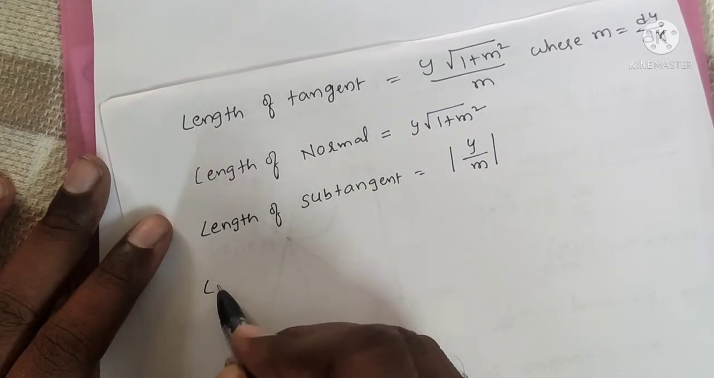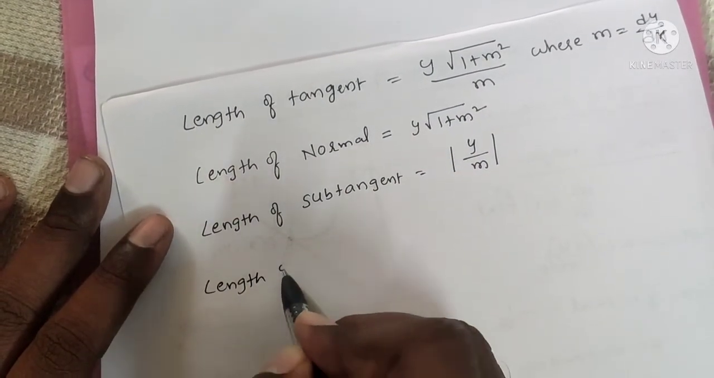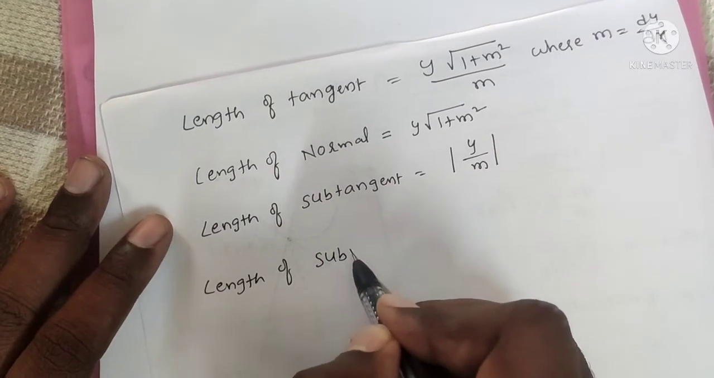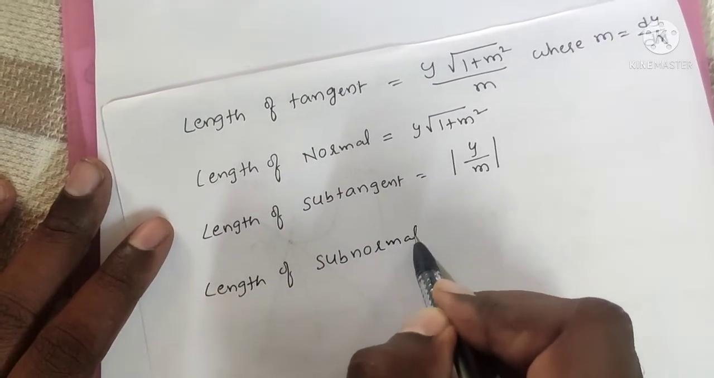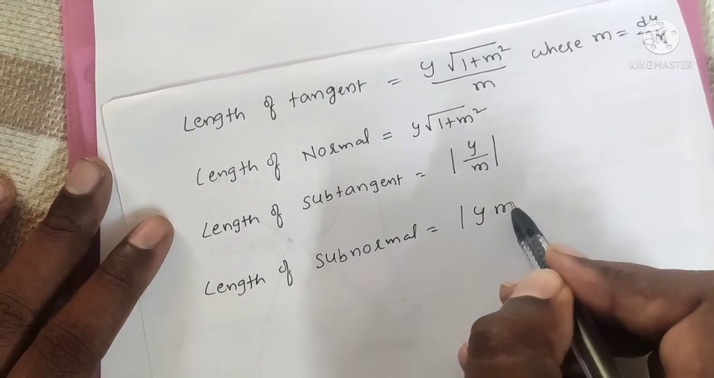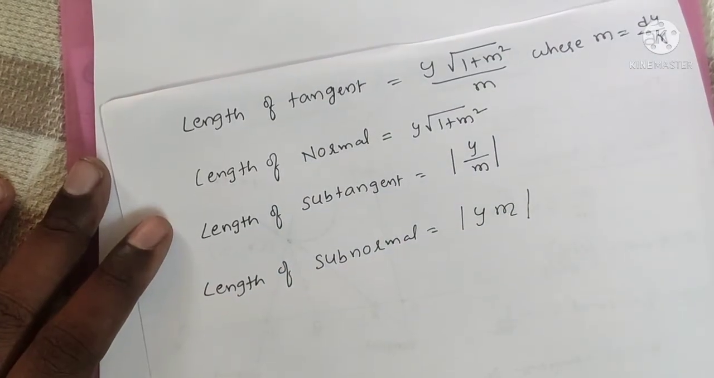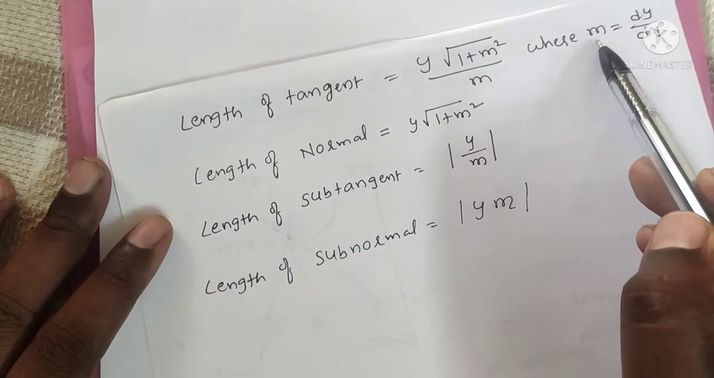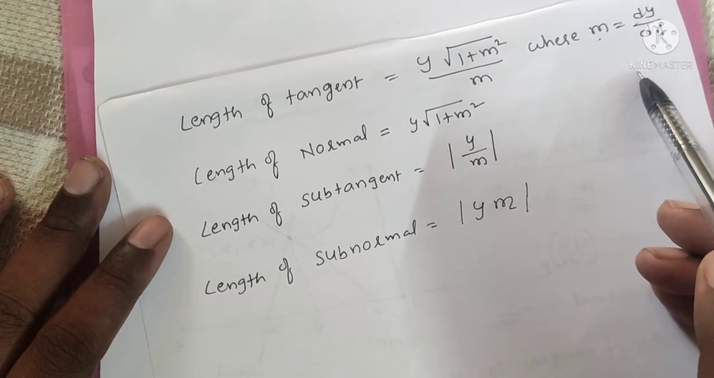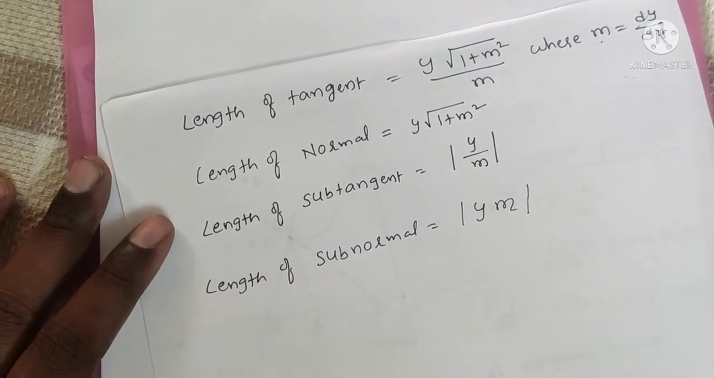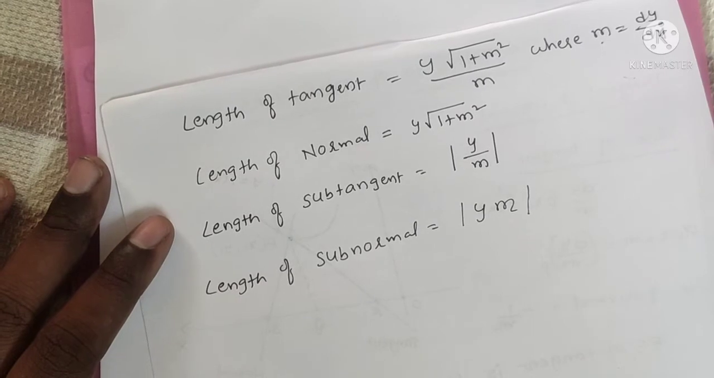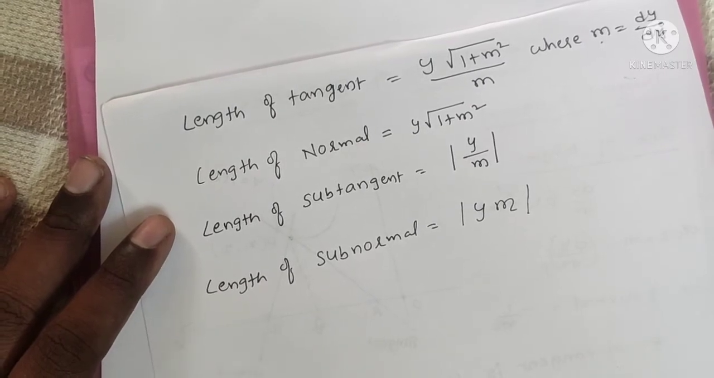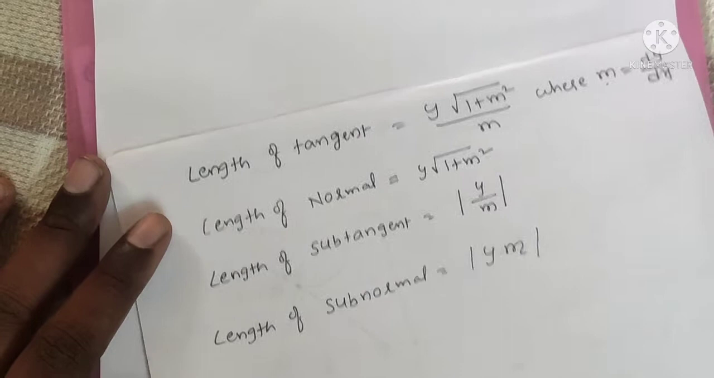Next, length of subnormal. Y into m. Length of subnormal formula is y into m. In these four formulas, m is nothing but dy by dx. Students, these are the synopsis in the tangents and normals concept. Next, we will discuss the problems in this tangent and normal concept.